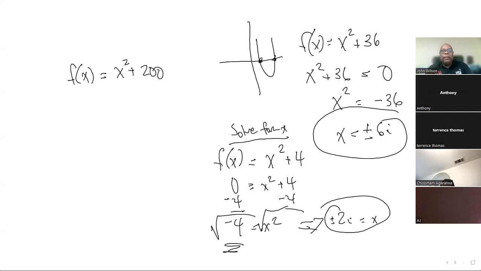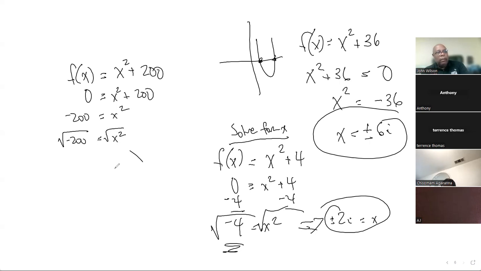All right. What's my first step, Anthony? Make f of x 0. Now what? Minus 200. Now what? You use the square root. Correct. Now what? Then you do plus or minus 200i. Square root of 200.